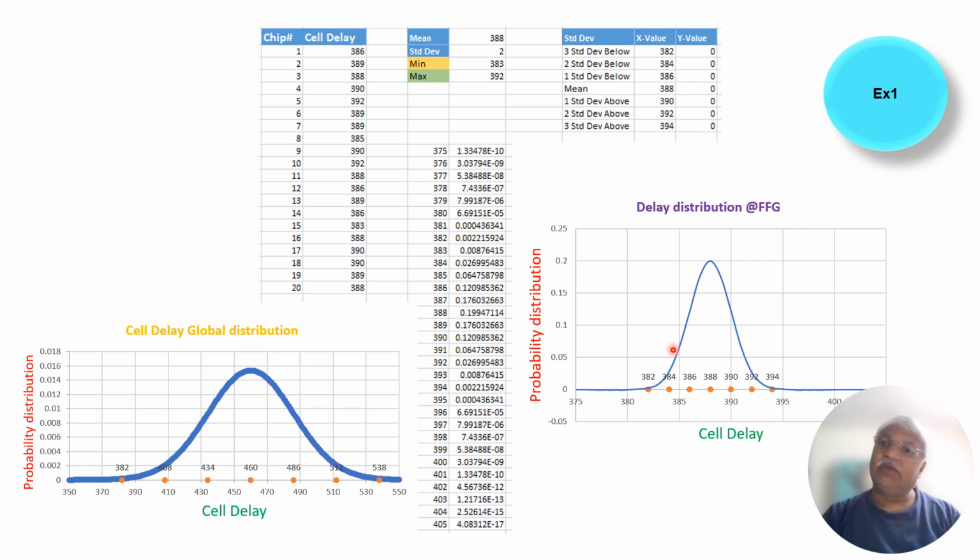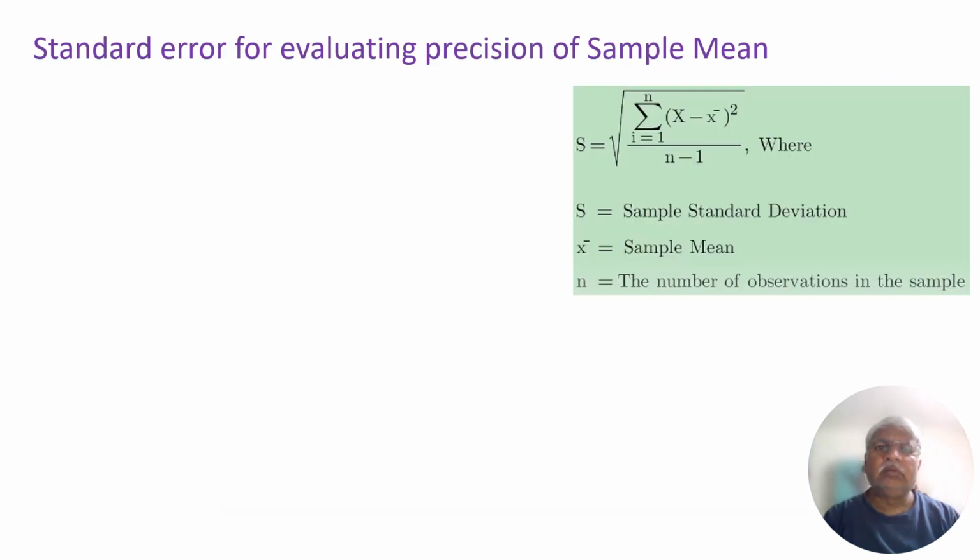To do that, we need to understand the standard deviation error. Standard deviation error is for evaluating the precision of the sample mean. So as we earlier understood, the sample values that we have picked should represent the correct distribution. So to figure that out, let us understand the standard deviation and what the standard deviation error is.